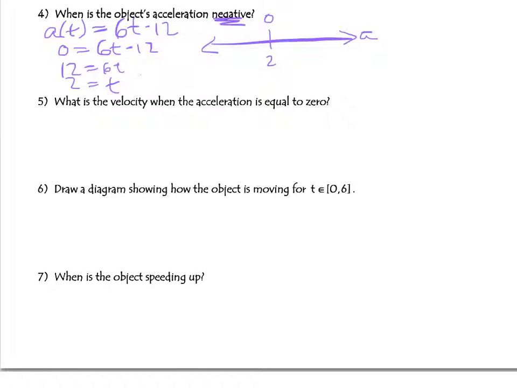We can take 1, or let's actually make it a little bit easier. Let's use 0. If we put 0 into the acceleration, we get a negative number. So all the accelerations are going to be negative when t is less than 2. If we put 3 into the acceleration, we're going to get a positive value, so all the accelerations are going to be positive when t is greater than 2.